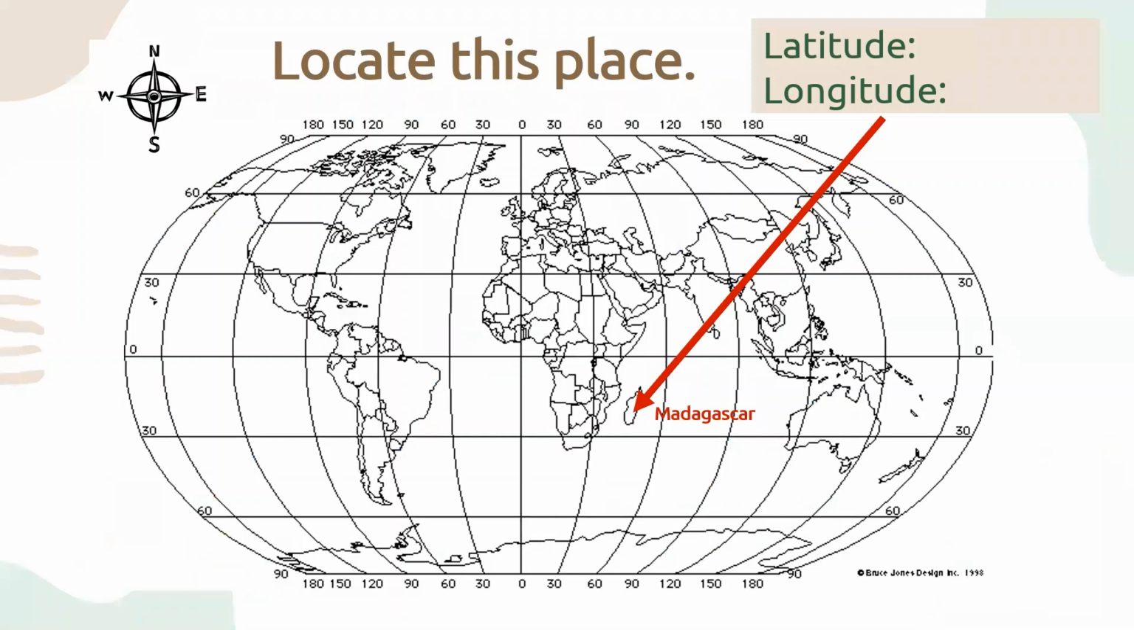Let's continue. Try to locate Madagascar. What are its coordinates? Time's up! Its latitude is approximately 90 degrees south and its longitude is approximately 47 degrees east.